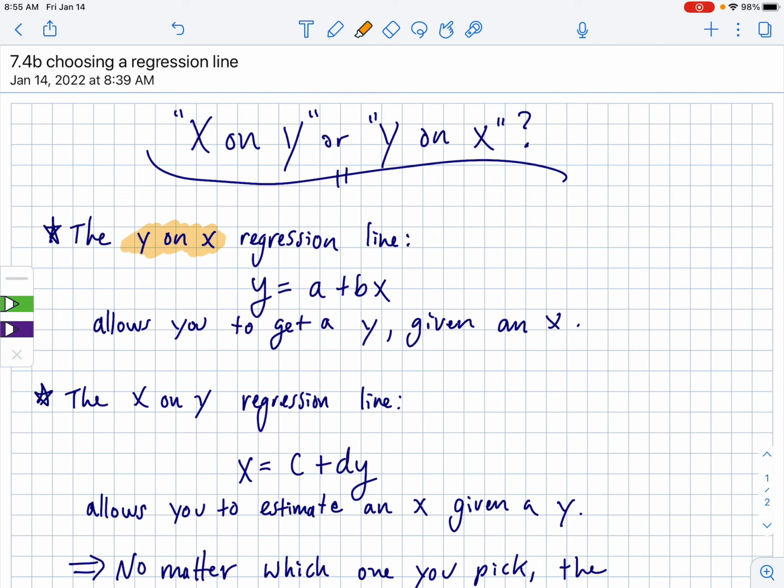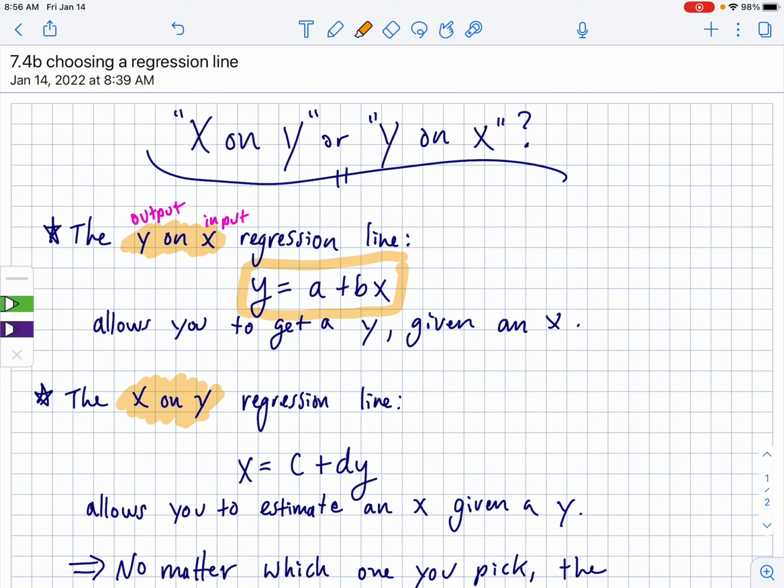This is another way of saying y equals something with x in it, where x is the input and y is the output. So this is the input, this is the output. You can think of y on x as y equals something with x. The advantage of using a y on x is that it allows you to get a y given an x. So if they're going to give you some sort of x and try to get a y, you would want to use the y on x regression line.